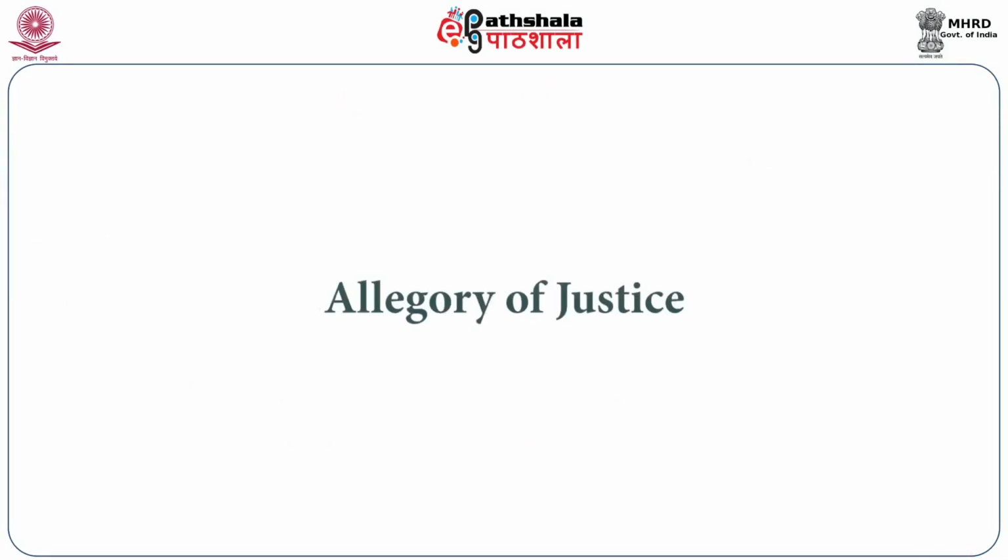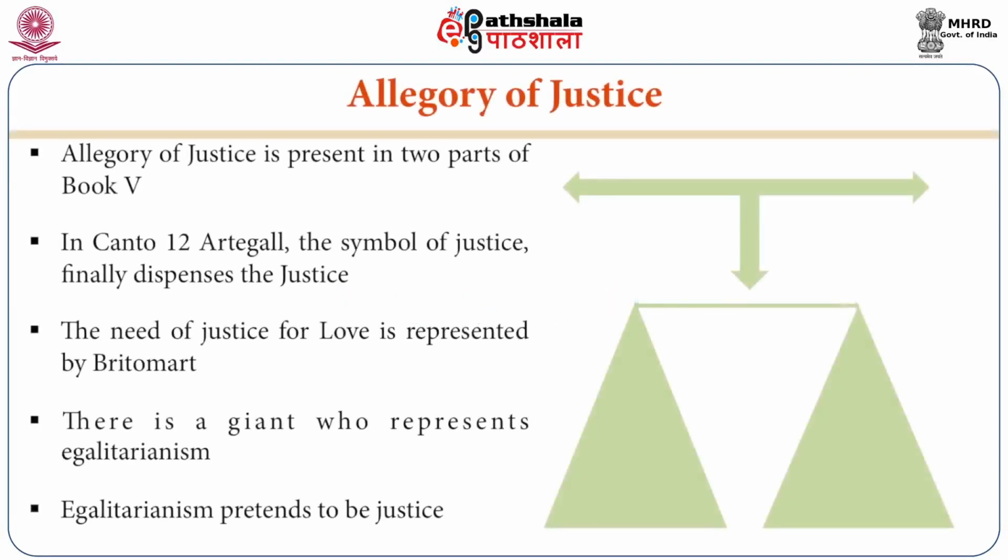Now, friends, after historical allegory, here comes the allegory of justice. The allegory of justice is present in two parts of Book 5. In Canto 12, Artegall, the symbol of justice, finally dispenses justice. The need of justice for love is represented by Britomart. There is a giant who represents egalitarianism, and egalitarianism pretends to be justice.